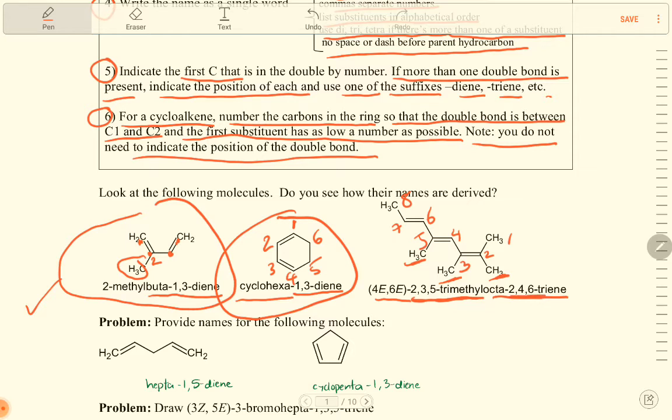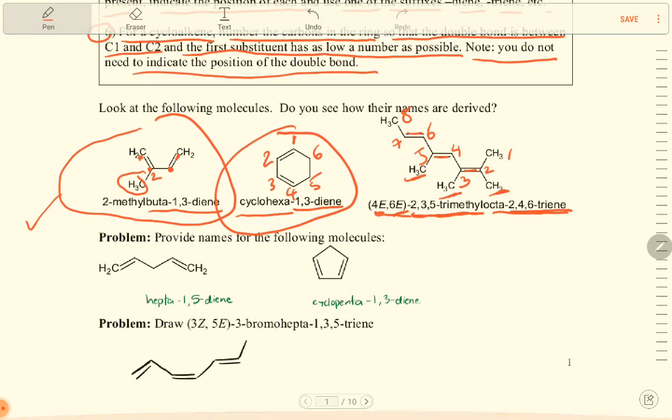Now 2, 4, 6 triene. And when you look at 4E and 6E, that is the stereochemistry position that you need to find, and you can label it accordingly.